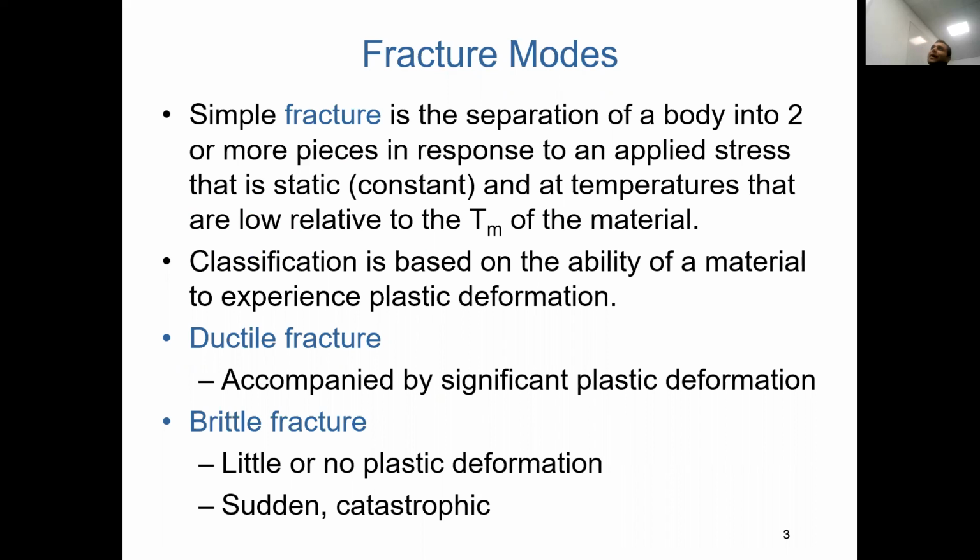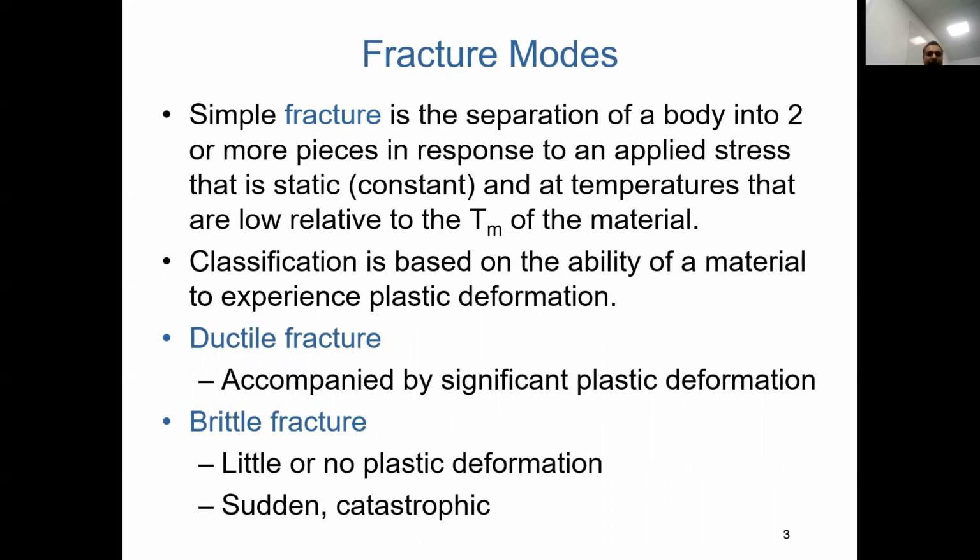Now, Tm states the melting point of a material. Okay. Now, fracture modes depend on the material's ability to deform under force. Now, there are two types of deformation. One is called plastic deformation, and the other is known as elastic deformation.